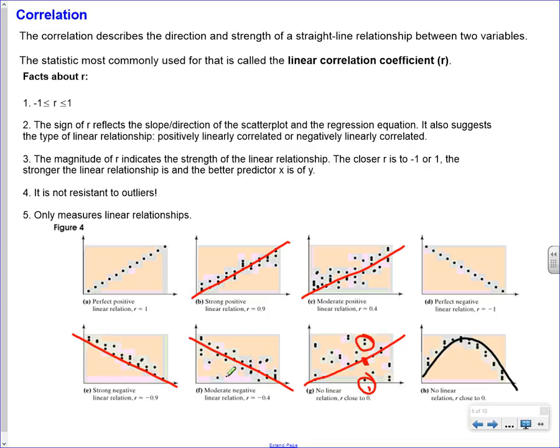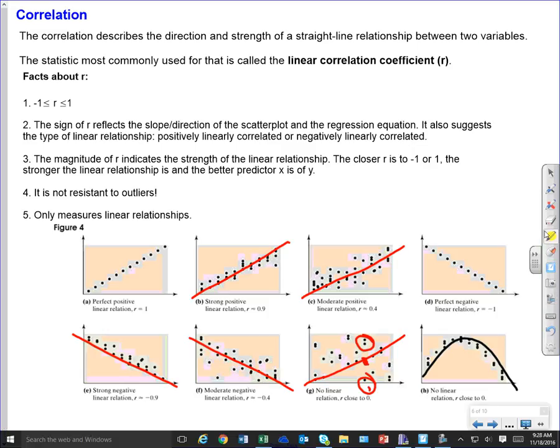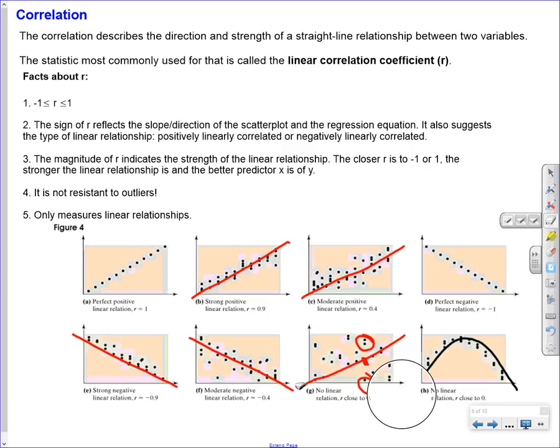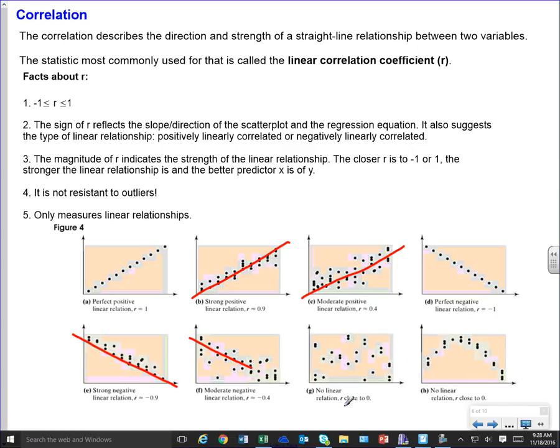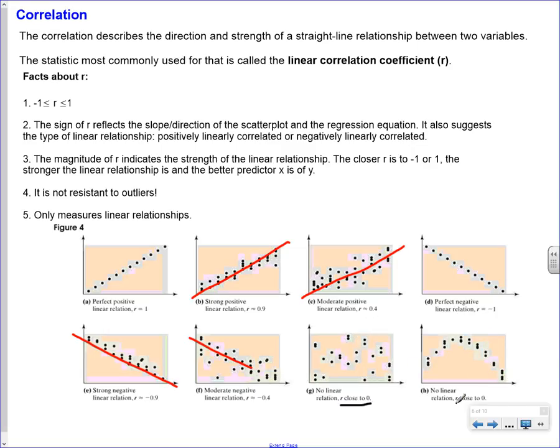And again, remember this only measures linear relationships. We notice that down here when we're looking at these two examples. Both of these have an R value close to 0, but one of them has no relationship, and the other one has a relationship, it's just not linear.